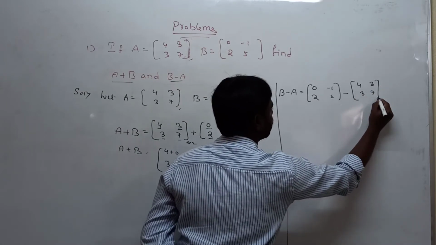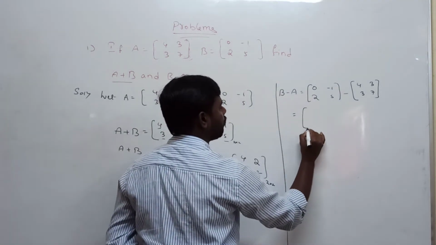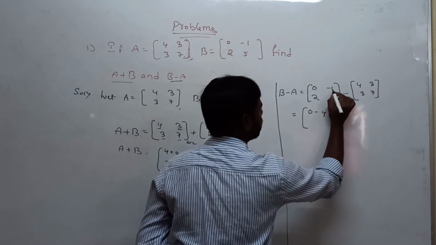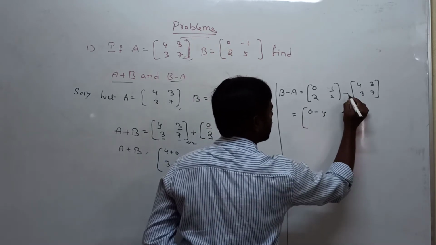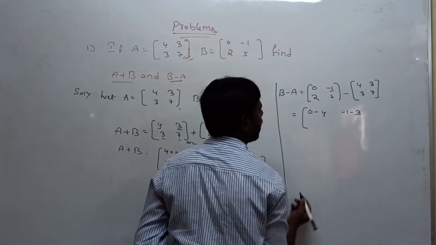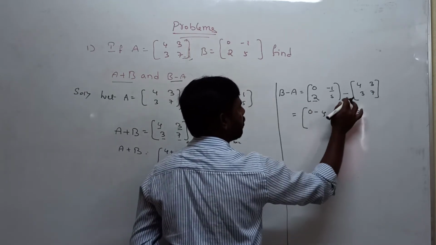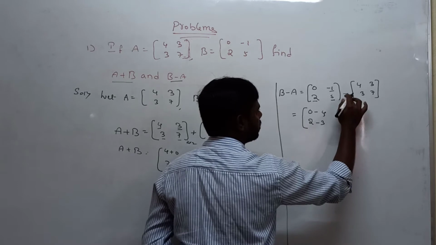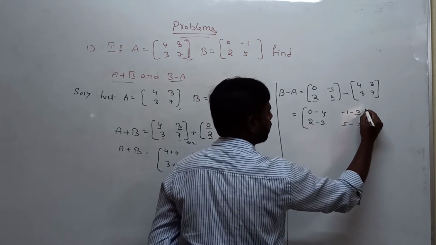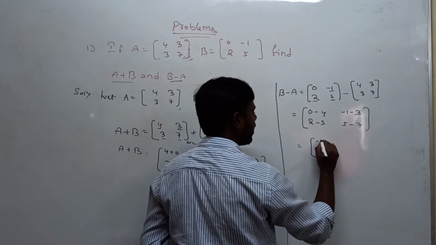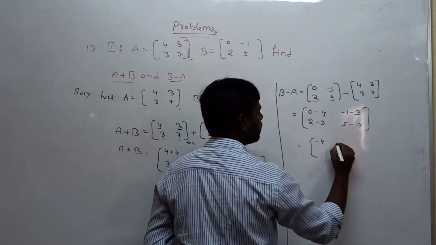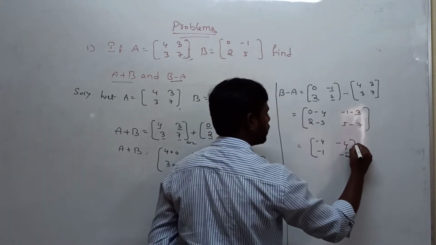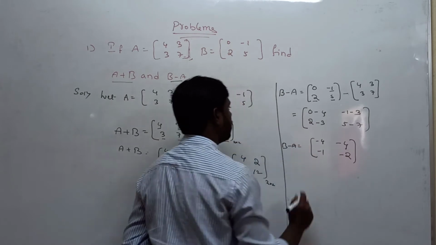So we are also subtracting the corresponding elements. First element minus first element, 0 minus 4. Next, minus 1 minus 3, the middle symbol is negative and the second element is 3. Next, the third element is 2 minus the third element 3. Next, the fourth element is 5 minus the fourth element 7. So 0 minus 4 is minus 4, minus 1 minus 3 is minus 4, 2 minus 3 is minus 1, 5 minus 7 is minus 2. This is B minus A.